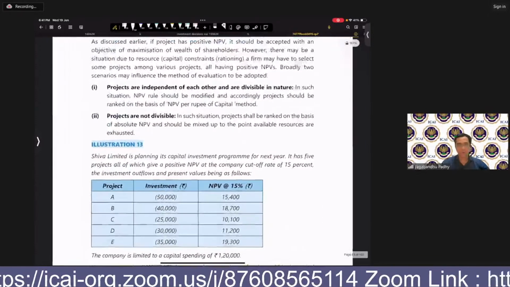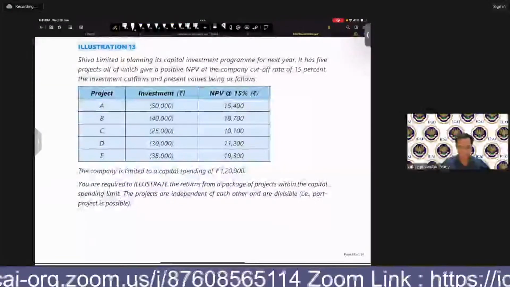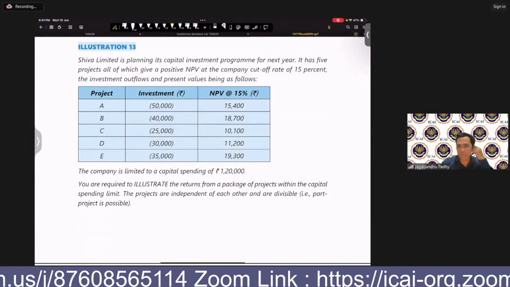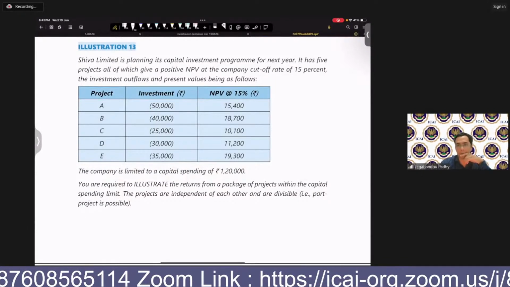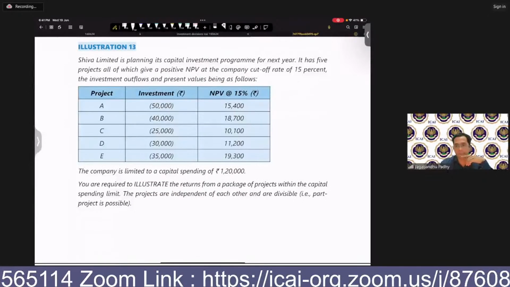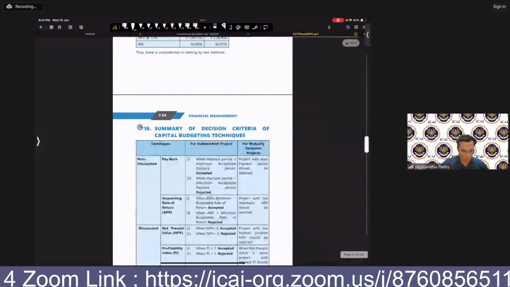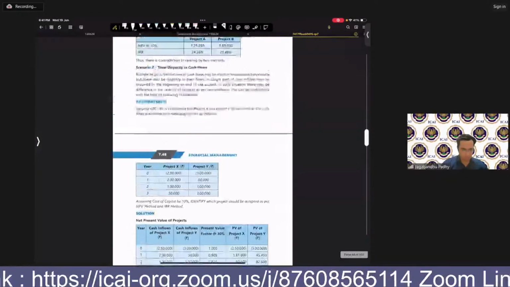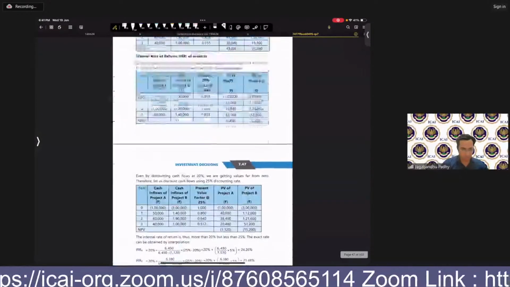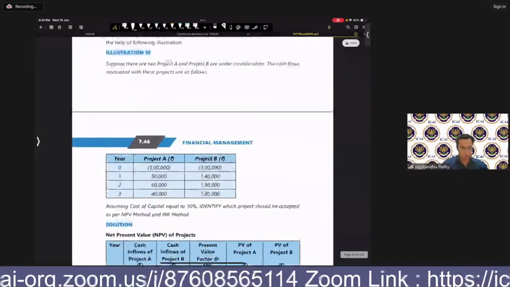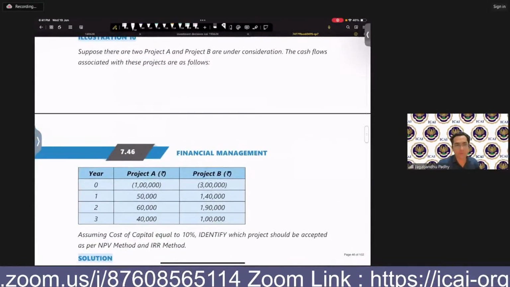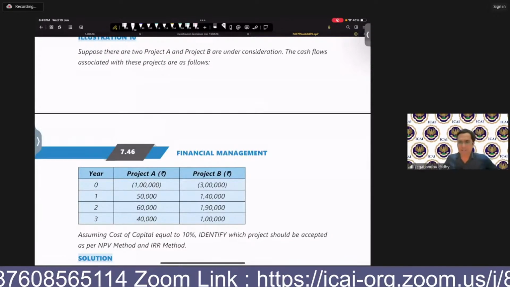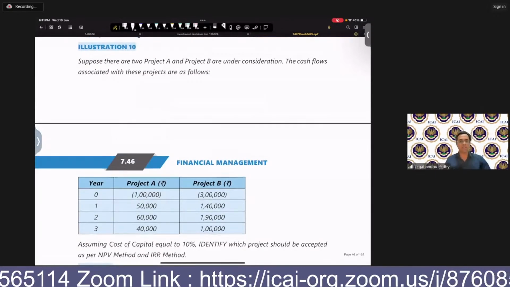Okay, let's look at illustration number 13, guys. Wait, before 13, we would like to also look at a few questions before that. Yeah, illustration 10. Let's look at illustration 10. And we'll also identify some nitty-gritties that we are yet to discuss about the capital budgeting decisions.